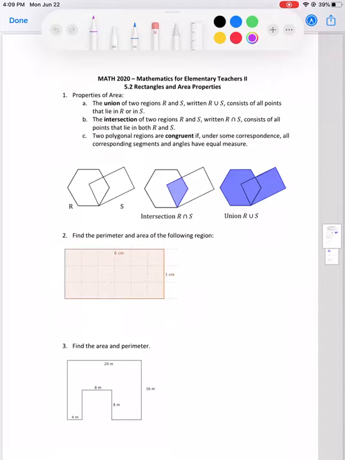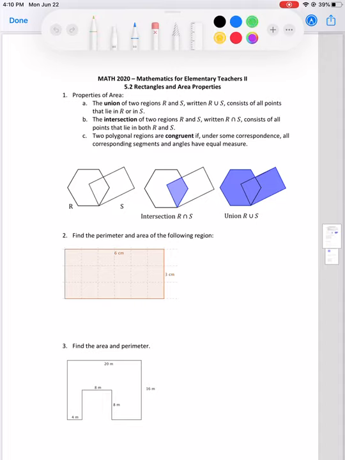Welcome class to the main handout for Math 2020, section 5.2, and this will be the video on that. 5.2 talks about rectangles and area properties, so we're going to find the perimeter and area of rectangles. Help remember calculating that. Area properties include the union of two regions, so that's this one here from this figure.